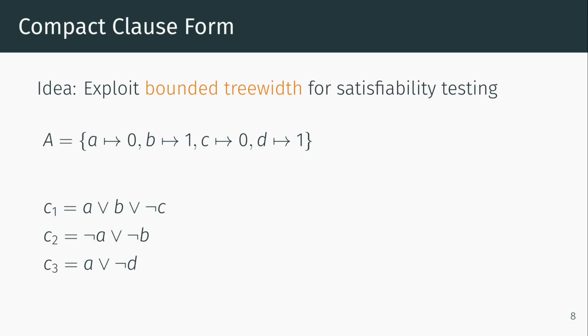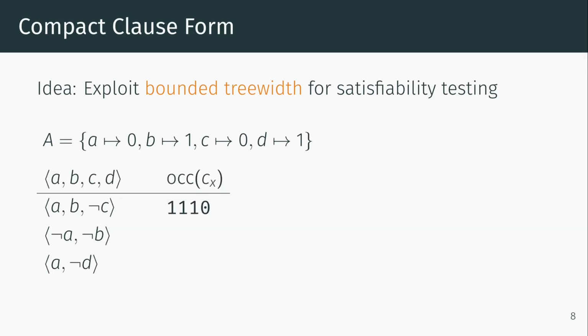Now let me demonstrate how this encoding works using an example. Consider the assignment A over variables a, b, c, and d. To encode this compactly, we first have to impose an ordering on these variables. In this case, I chose a, b, c, and d. This allows us to write clauses as sequences of literals.